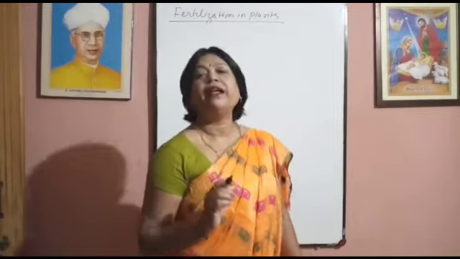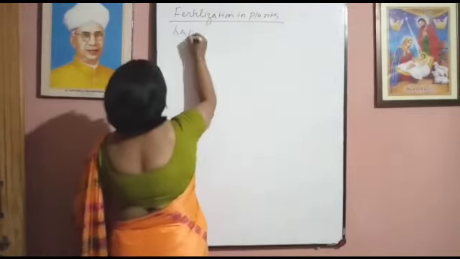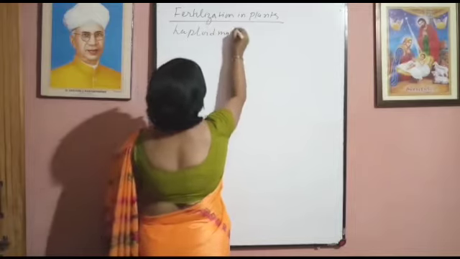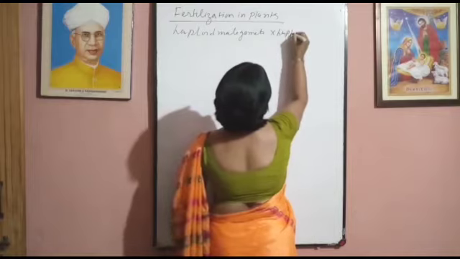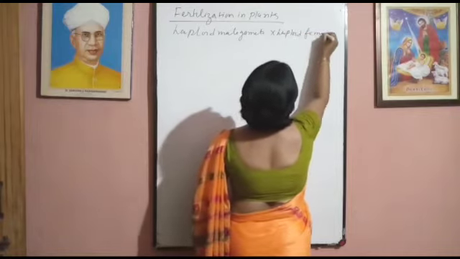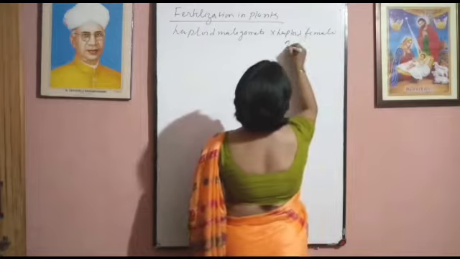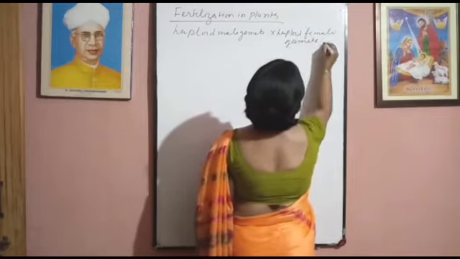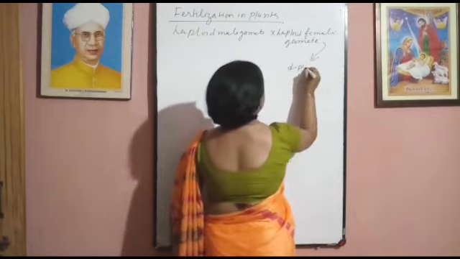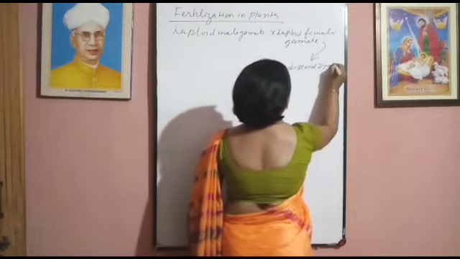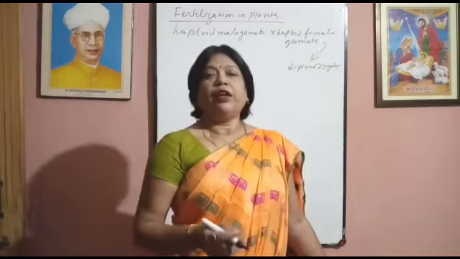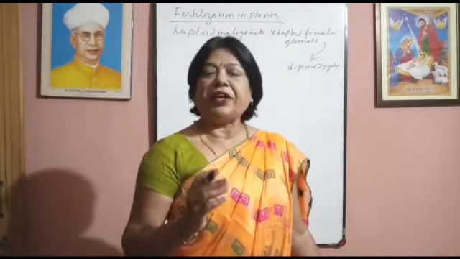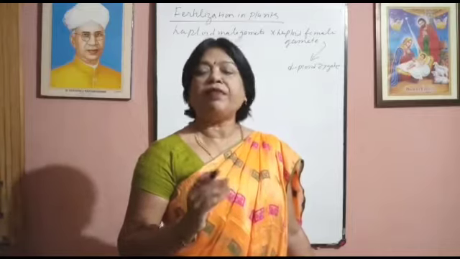The fusion of haploid male gamete and haploid female gamete to produce a diploid zygote is called fertilization. All of you know that each pollen grain contains two male gametes and the ovule contains one female gamete.